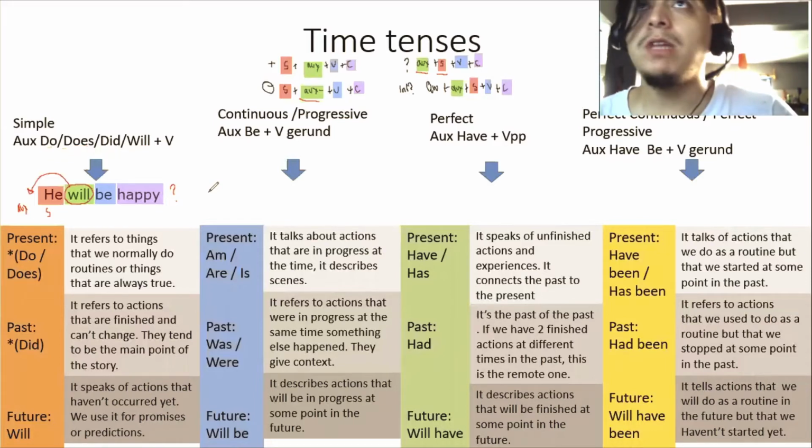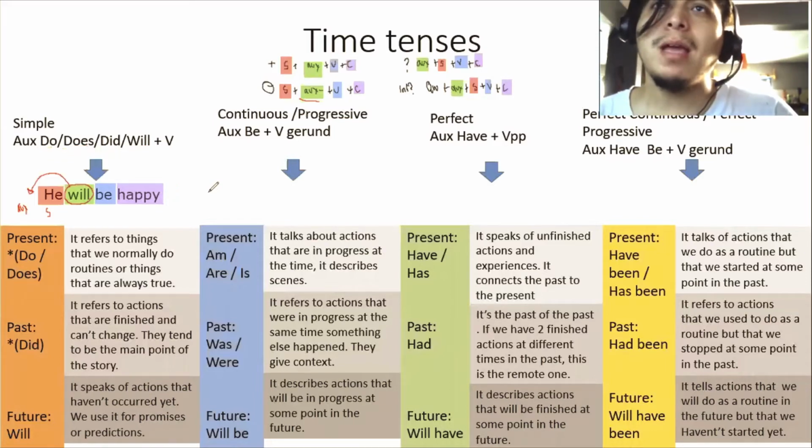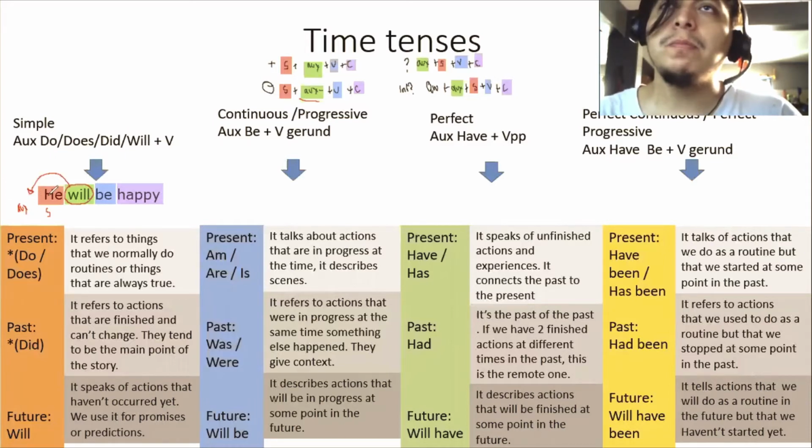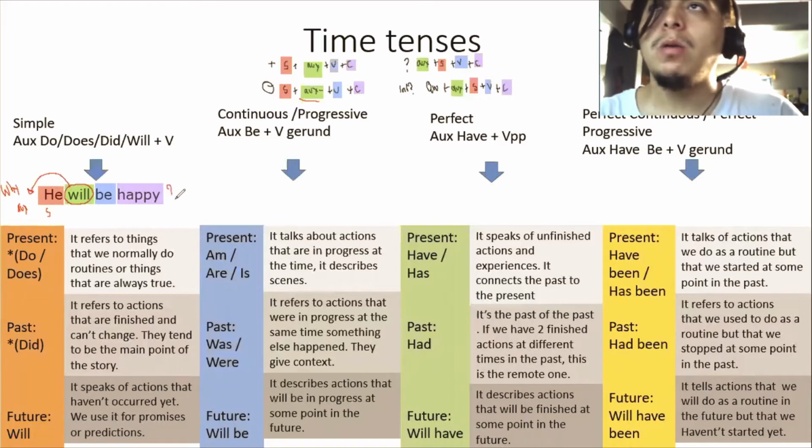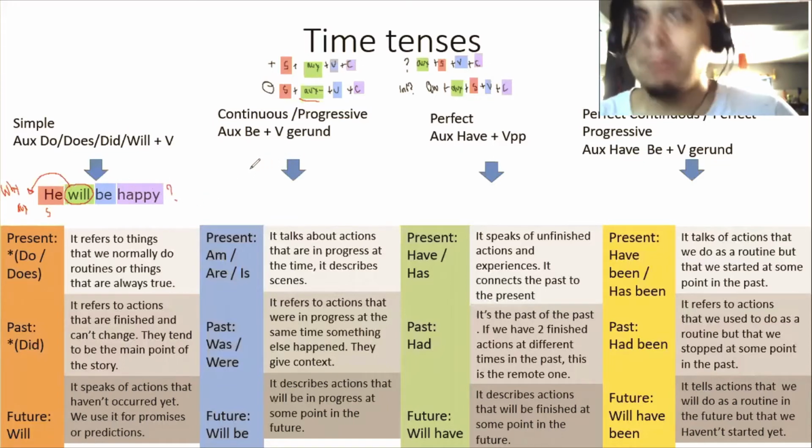So let me just erase some parts of this. How do you make an information question? Very simple. Before the auxiliary, you switch positions, auxiliary subject, but before you use a question word. Why will he be happy? He will be happy because, and that's pretty much it.